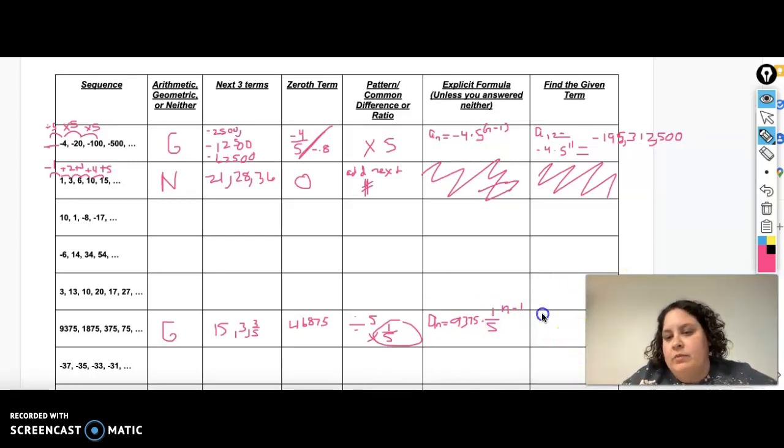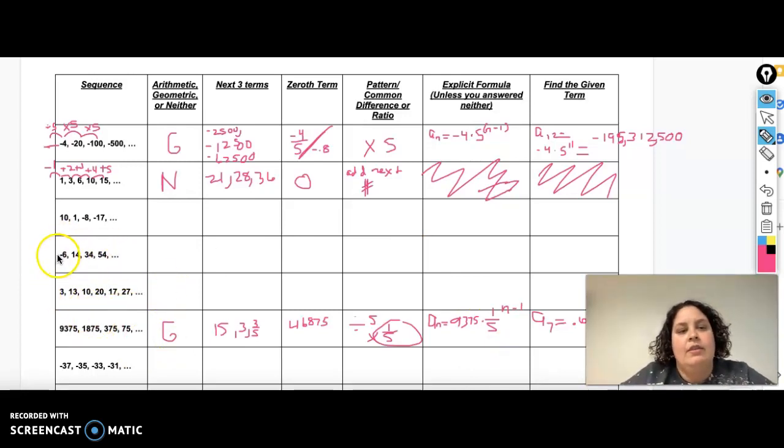And then again, whatever term. So let's say that it wants the 7th term. Then again, I'm going to plug in a 7 here and see what I get. So if I were to plug in a 7 and do that in my calculator, I have 1/5 raised to the 6th power times 9375. I should get 0.6. So that means my 7th term here is going to be 0.6. Awesome.